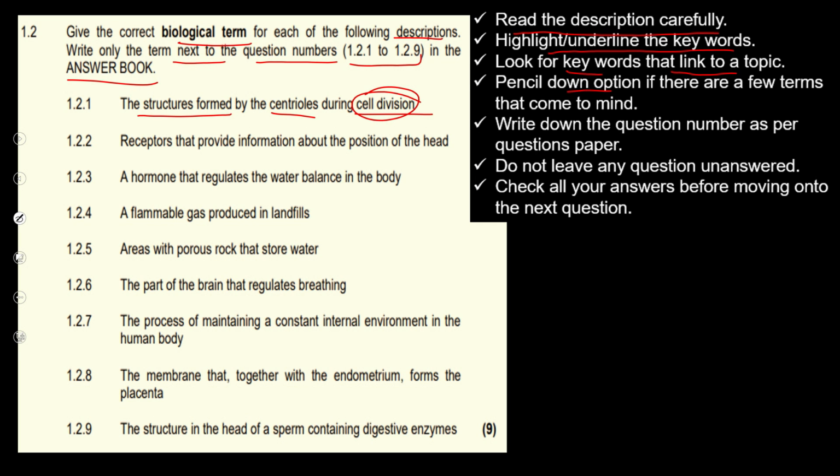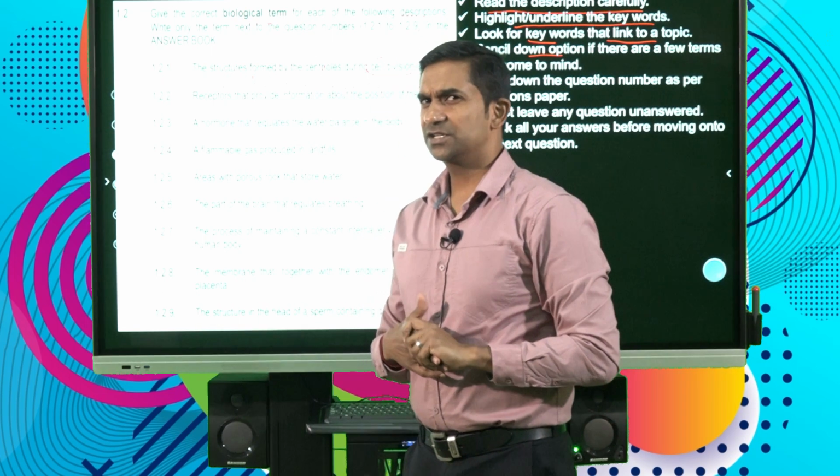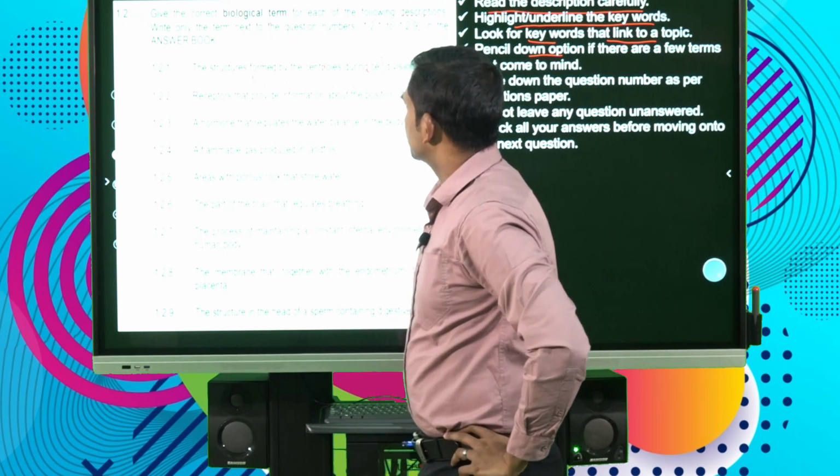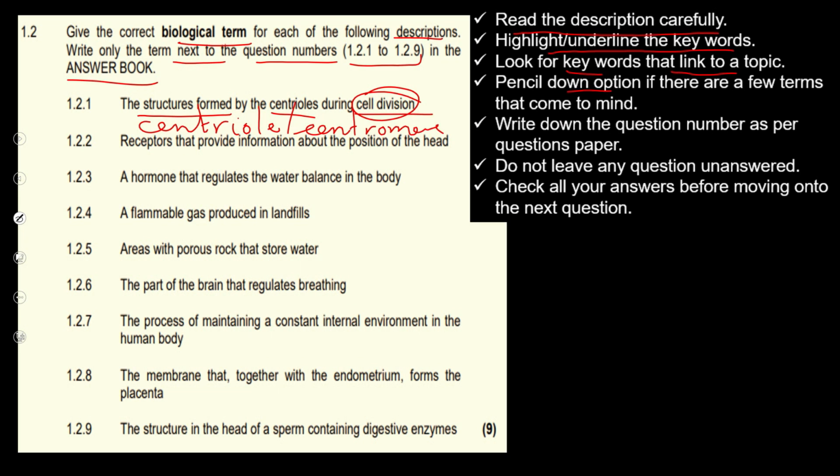Pencil down a few options there. So, structures that are formed by centrioles during cell division. Are these your centrioles? Could they be centromeres? If I'm confused, now I'm thinking. I was confused when I was studying this section. Let me look at this. No, guys, centromere is not correct.